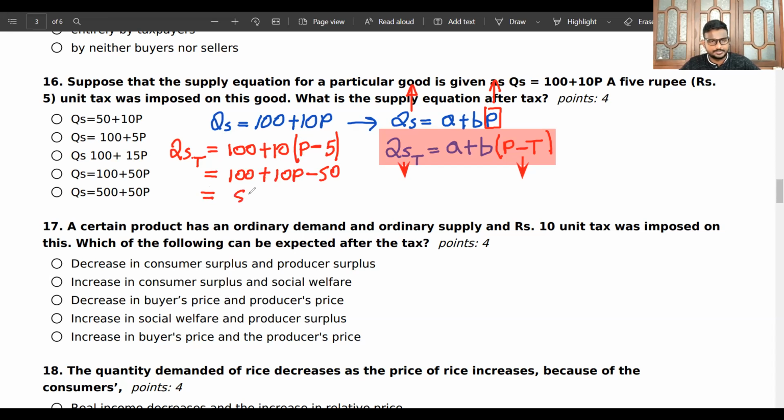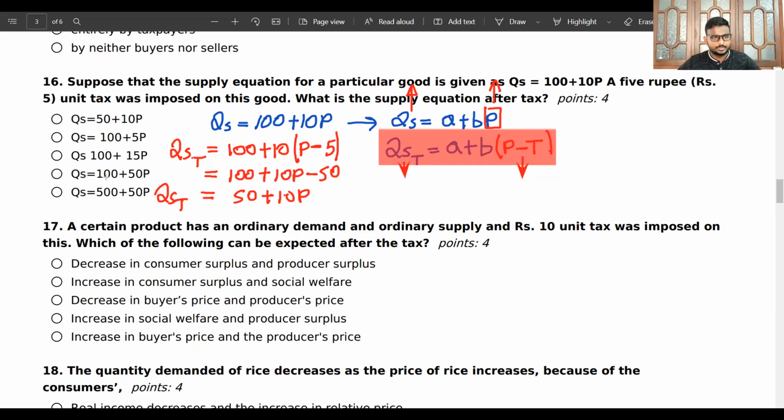100 minus 50 is 50 plus 10p. So this is your new supply equation. This is your new supply equation, and I have explained how you find that. So remember, this is the supply equation's format after tax.